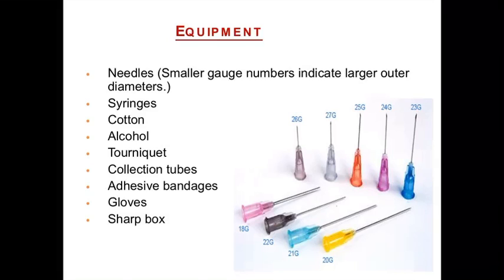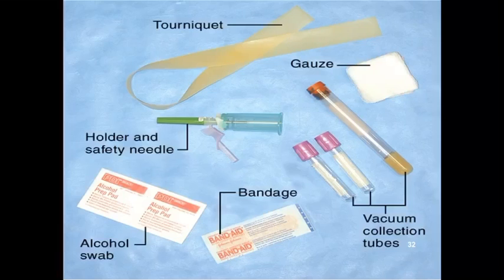Second is a syringe. Then cotton, alcohol, tourniquet, collection tubes, adhesive bandage, gloves and the sharps box. We need these items for the collection. In the photo we can see a tourniquet, gauze, holder with a safety needle, vacuum collection tube, bandage and alcohol swab.